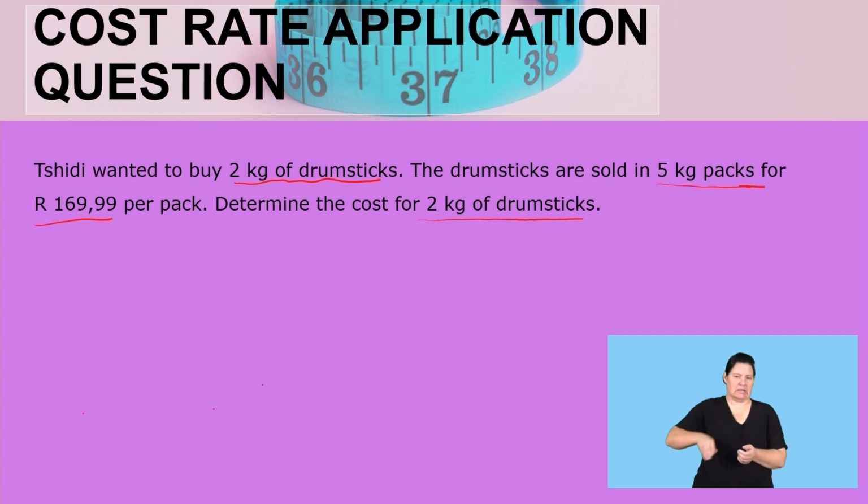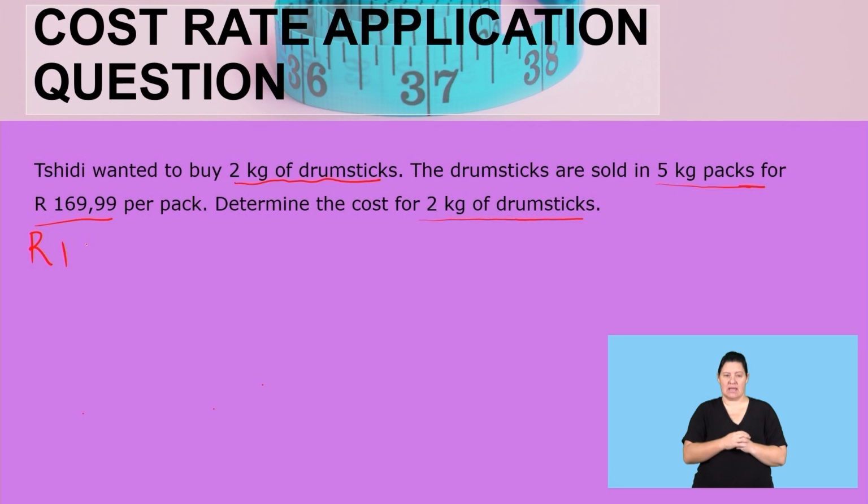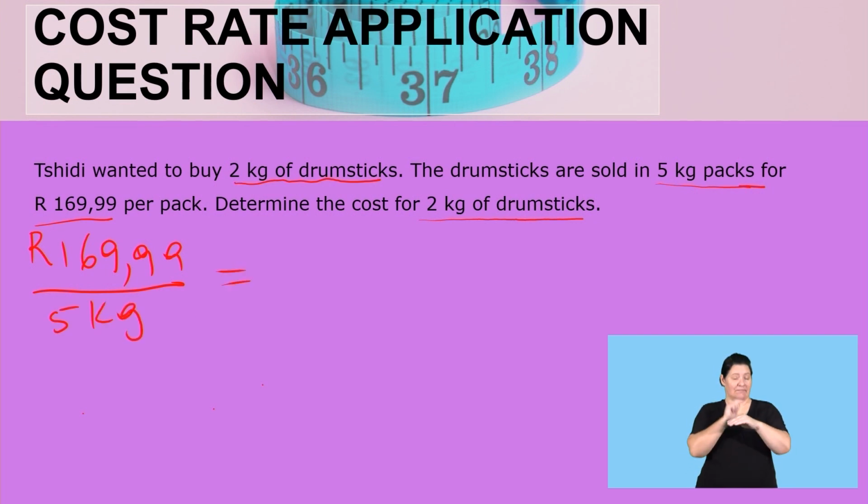So for us to determine the cost, the implication is that we need to calculate the cost per kilogram. So we can as well calculate the cost rate. Even if it's not the cost, we can start with the cost rate first. So to calculate the cost rate, we will say 169.99 divided by 5 kilograms. So when we divide this, let us press our calculator together. 169.99 divided by 5.